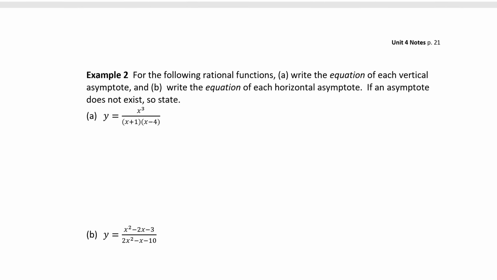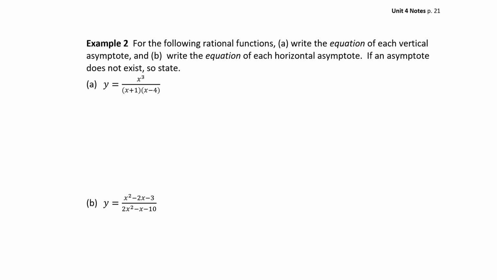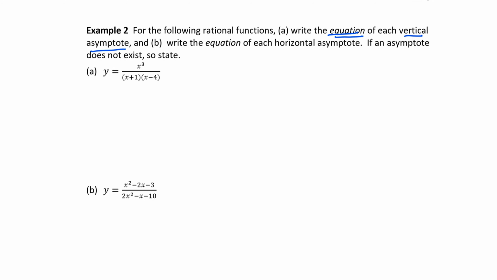We're going to go to example 2, and we're going to find the vertical asymptotes for all of the examples. Then we'll come back and we'll do horizontal asymptotes. This way we can really focus on one skill at a time. Example 2, for the following rational functions, write the equation of each vertical asymptote, and then write the equation of each horizontal asymptote. We'll catch that on the next round. If an asymptote does not exist, so state.